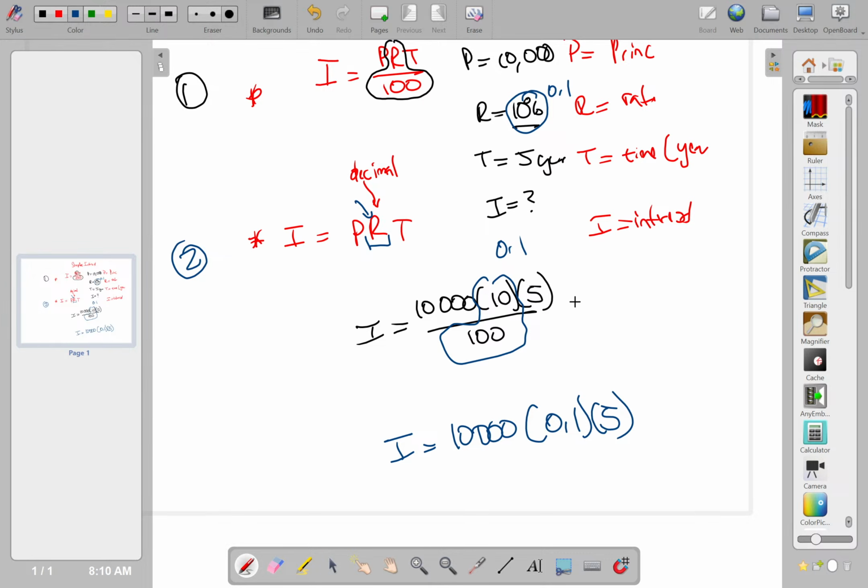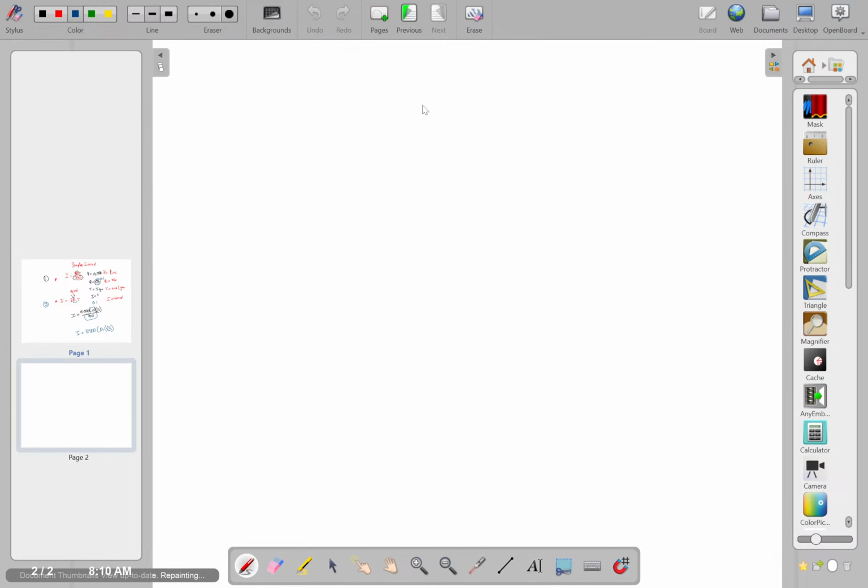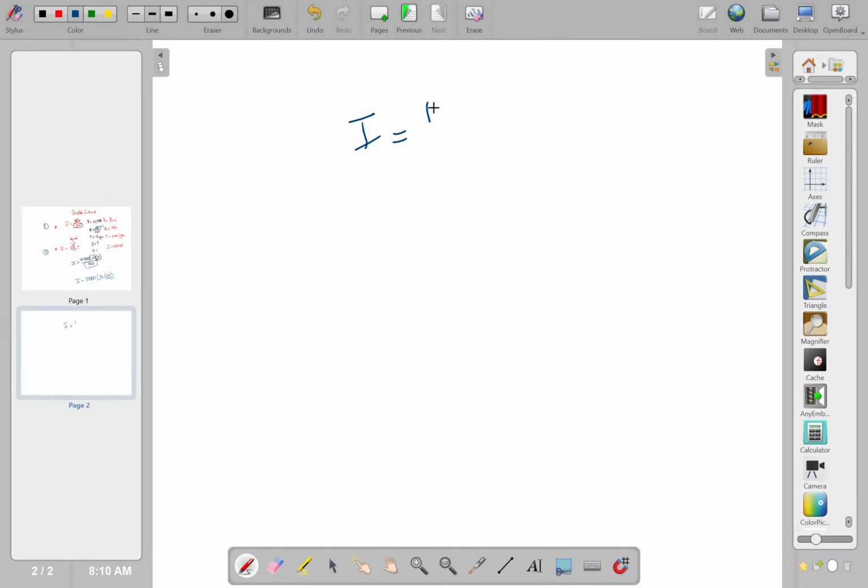So please make sure you understand that there's another way of calculating simple interest. I equals PRT all over 100, or if you don't want to use that, you can just use I equals PRT. But this rate needs to be a decimal.